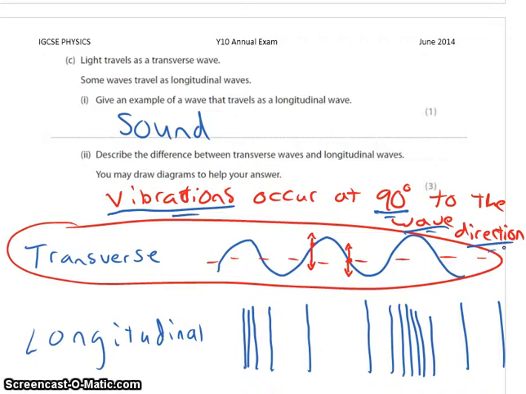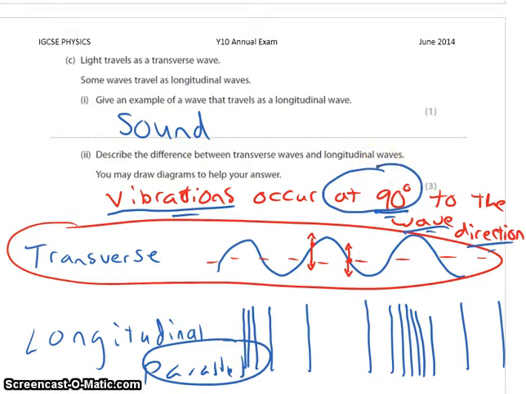When it comes to the longitudinal, we're going to say the same thing. We're going to say vibrations occur, but this time we're going to say that they occur parallel to the wave direction. So instead of saying at 90 degrees, in a longitudinal wave, the vibrations occur parallel. So they're going this way here. In both cases, the wave direction, I'm assuming, is going from left to right. So here it's 90 degrees to that, while here it's parallel in the longitudinal.